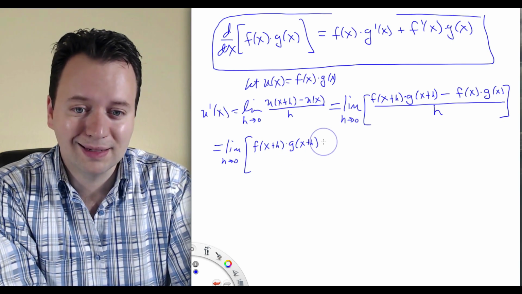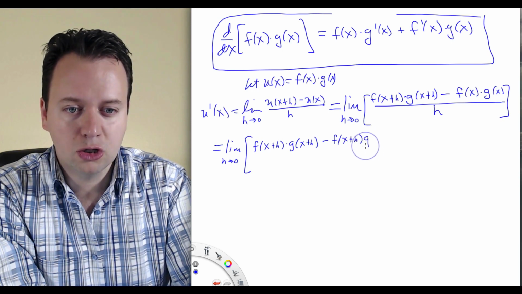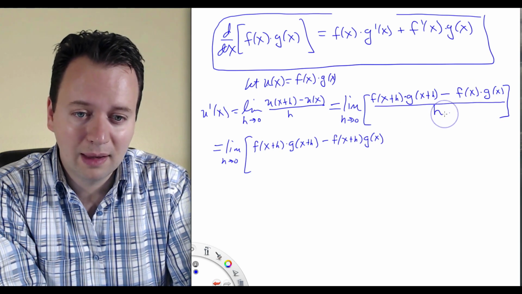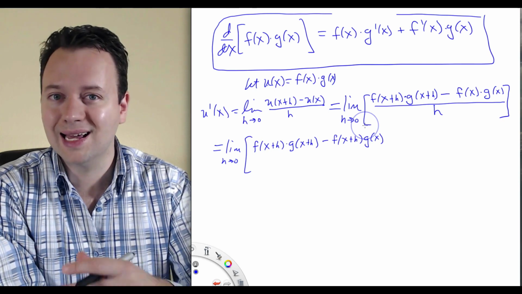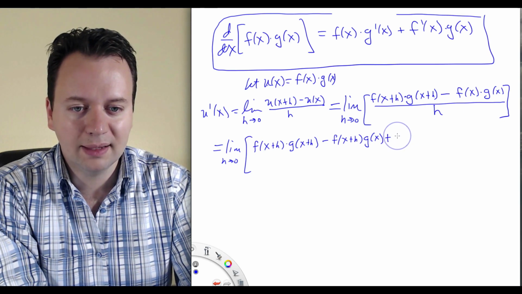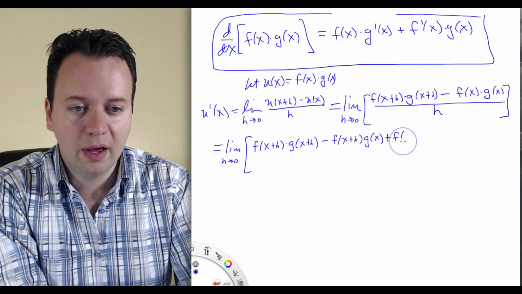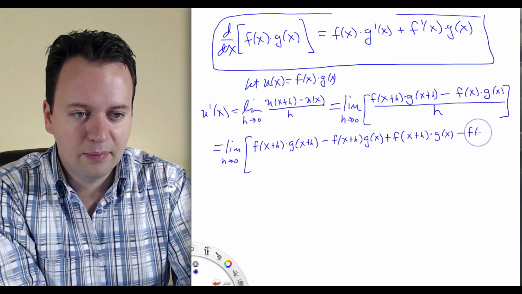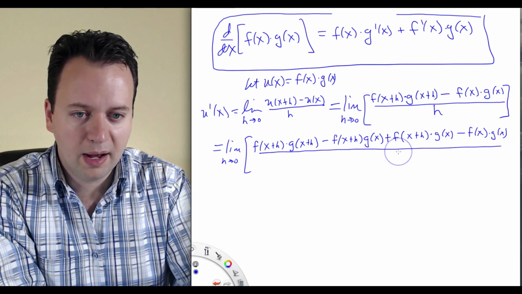Now watch what I do next. Minus f of x plus h times g of x. Notice I snuck this guy in. This is different. I can't just add something to the numerator unless I add a 0. So instead of just subtracting this, let's subtract this and add the same thing. So minus f of x plus h times g of x, plus f of x plus h times g of x, and then minus f of x times g of x, all divided by h.